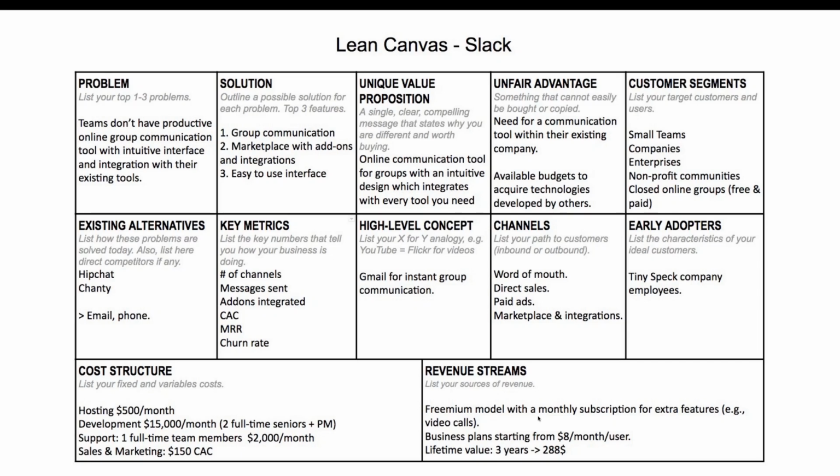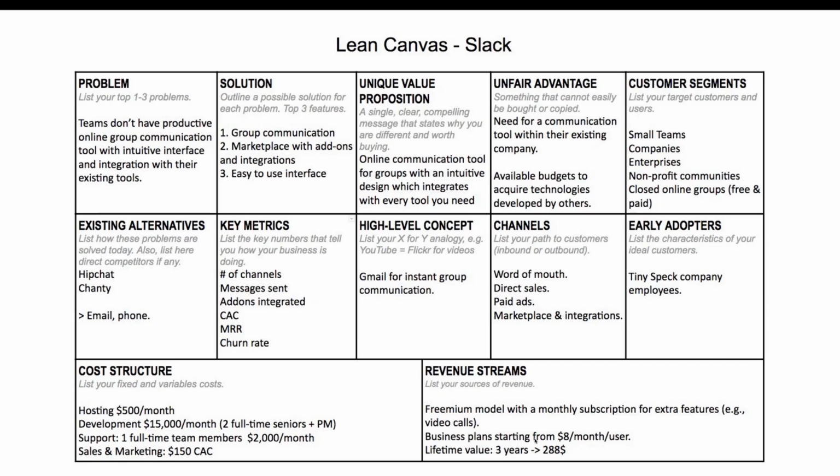Revenue streams. Slack provides a freemium model so that you don't need to pay for it until you need premium features. So it's basically free until that time. They have a business plan which starts at $8 per month per user. Lifetime value. Let's imagine customers use Slack on average for 3 years. This would result at $8 per month per user in $288 of lifetime value for one user.